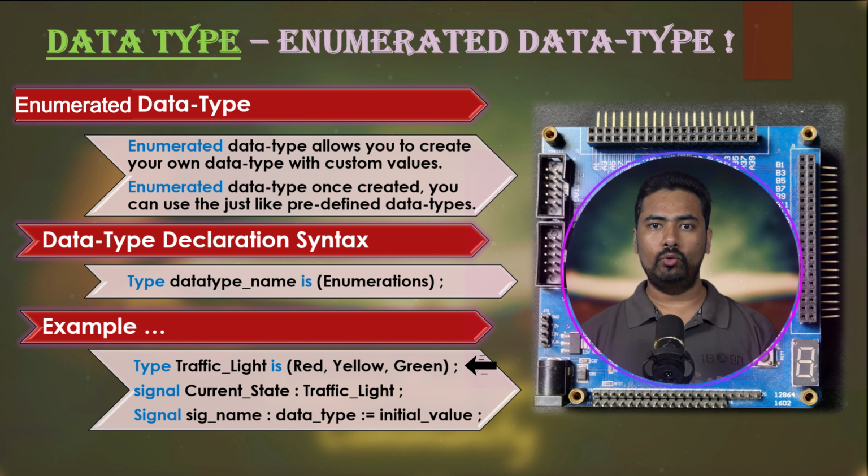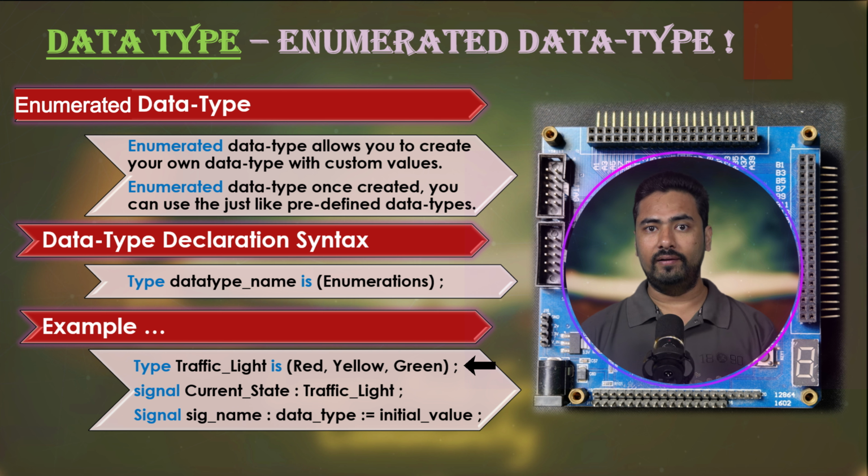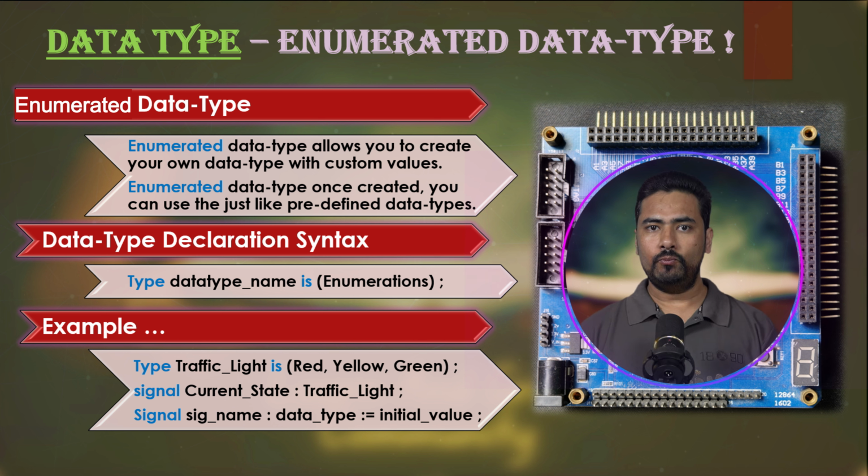For example, say you are working with a traffic light system. Instead of using generic numerical values like 0 for red, 1 for yellow, 2 for green, you can create an enumerated data type named traffic_light with clear enumerations like red, yellow, and green. Hence, this can significantly improve the code readability. Suppose you are reading them exactly like red or yellow or green, instead of some numerical code words like 0 or 1 or 2. So you can feel the simplicity in such use cases.